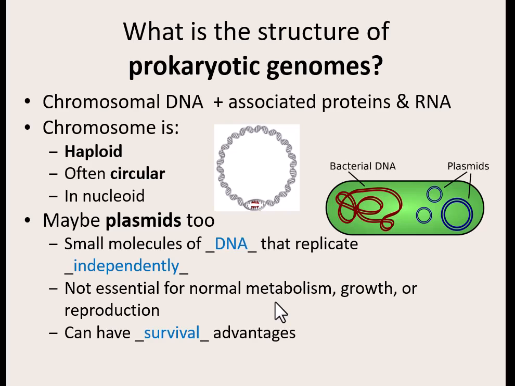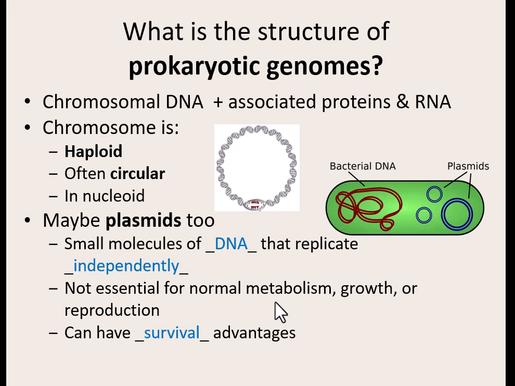But bacteria and prokaryotic cells have something a little more unique too. They can, not all, but they might have these little tiny plasmids, these little snippets of DNA. They replicate all by themselves. They're like their own individual unique DNA. They're not essential for the bacteria's survival. They don't have information on them that codes for replication or anything else. But they can have some survival advantages.